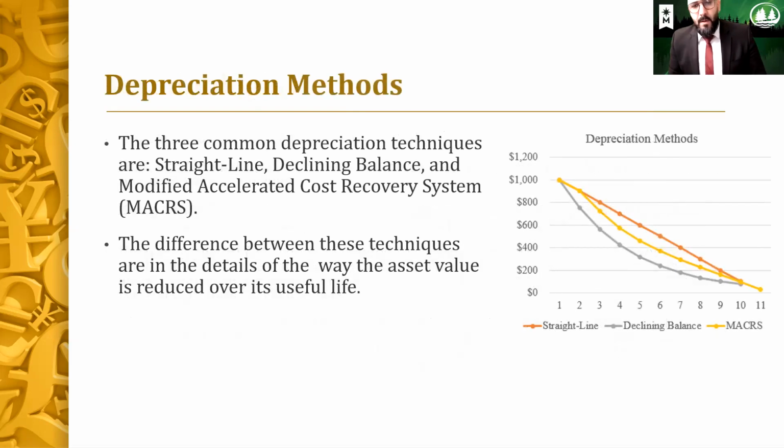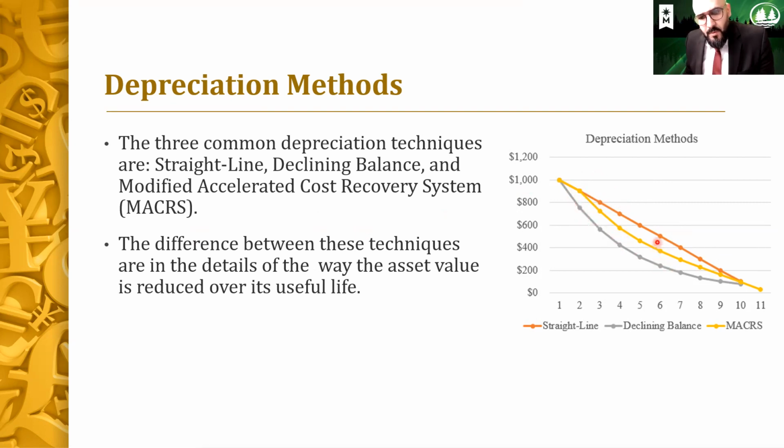All right, as I mentioned, in this chapter we will be learning about three techniques of depreciation: the straight line, declining balance, and the modified accelerated cost recovery system. If you look at this chart on the right side of the slide, you will see the orange line is the straight line, which is basically reducing the asset value by a fixed amount. And if we need to decrease the value by a percentage, that would be the declining balance.